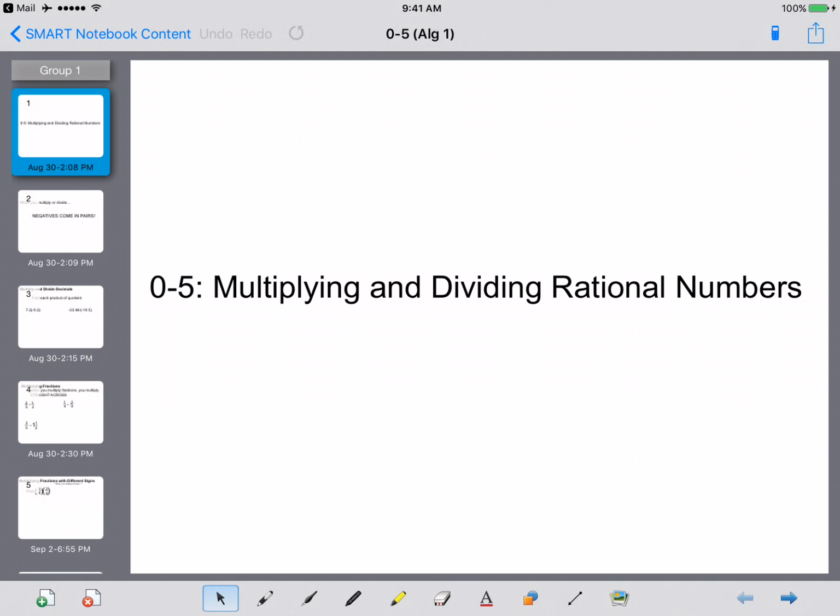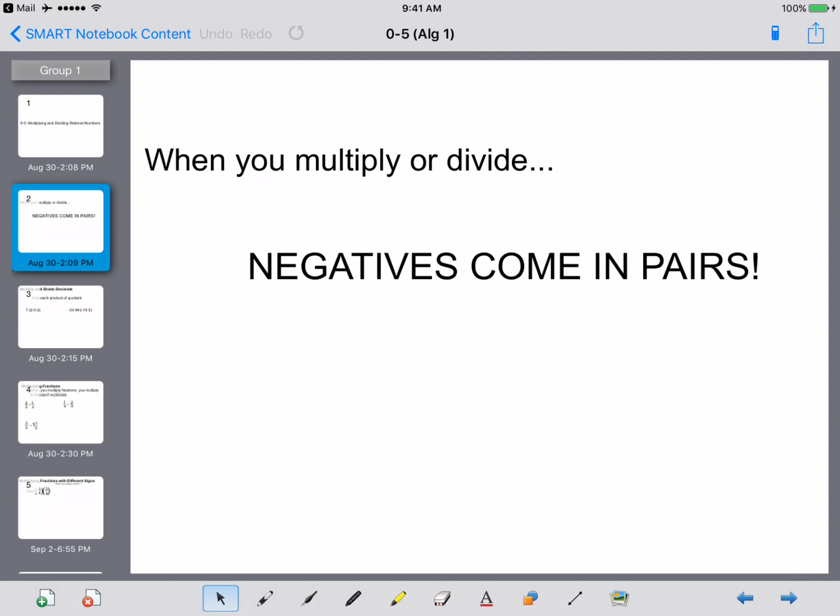Welcome to Chapter 0, Lesson 5, Multiplying and Dividing Rational Numbers. So starting off, just a little reminder, when you multiply or divide, negatives come in pairs.